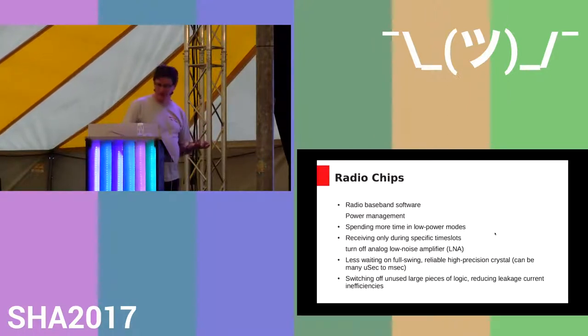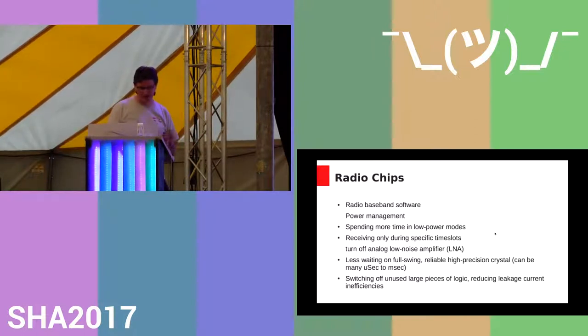Then there's a lot of software in the radio baseband. Power management. We want to spend as much time in low power modes, just turn off clocks. Turning off low noise amplifiers, those things are all quite power hungry. And you also want to reduce leakage current, because modern chips have so much logic that the total amount of leakage current of this big plane of CMOS logic is getting significant. So in that case, you also sometimes want to power off parts of that as well.